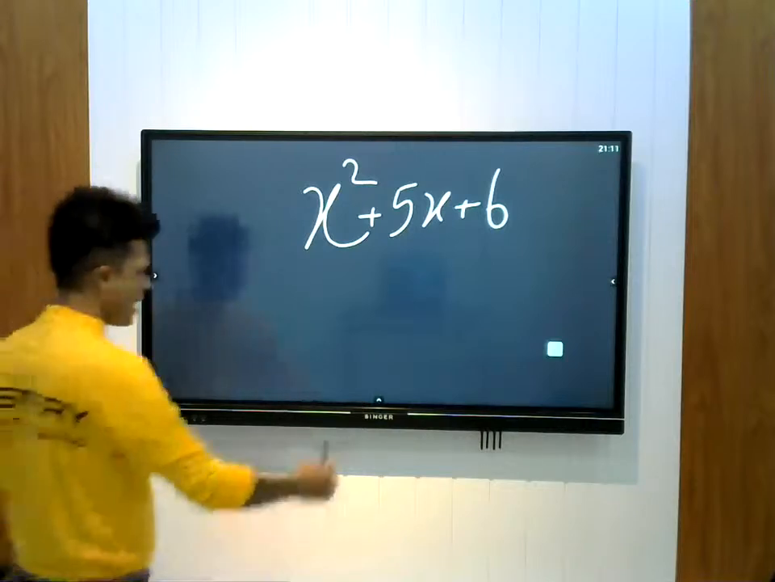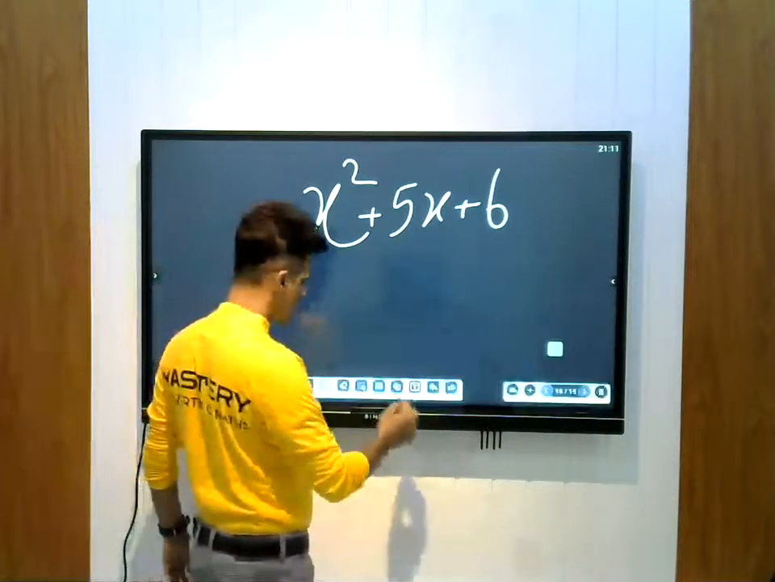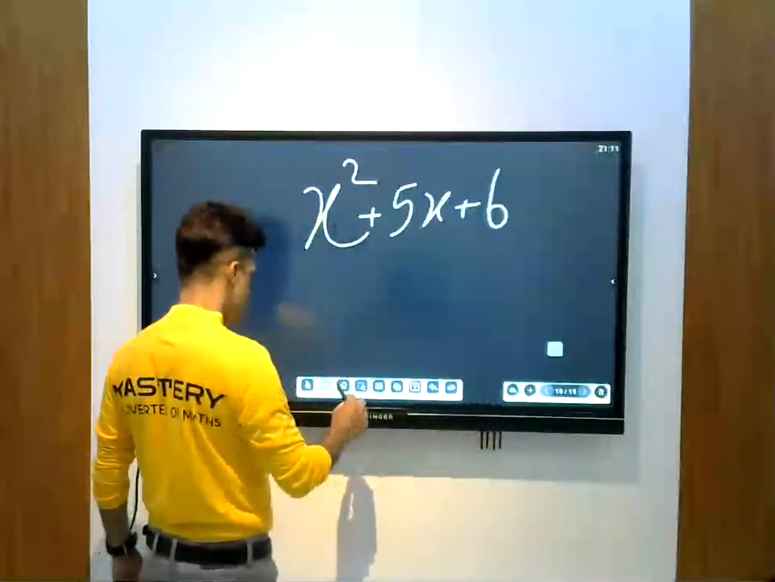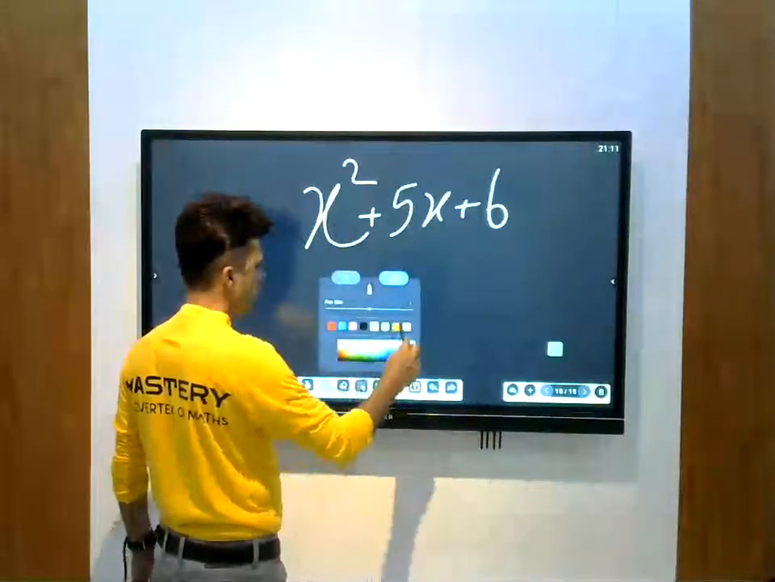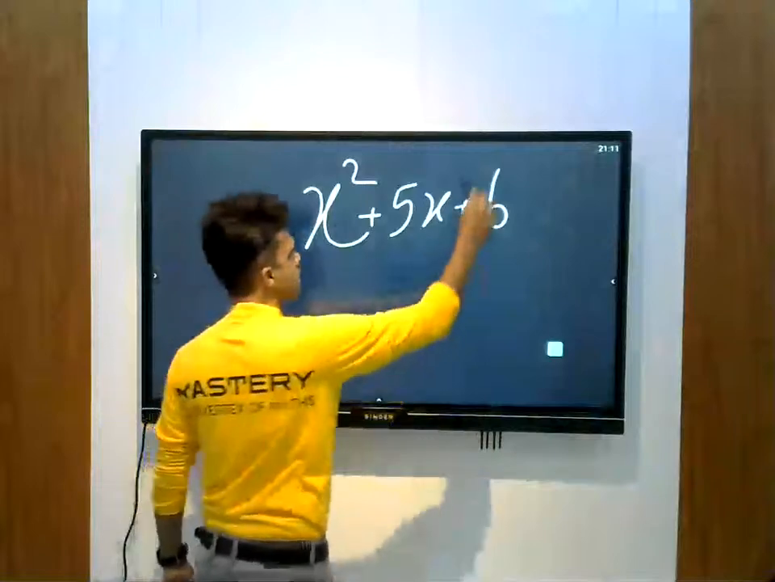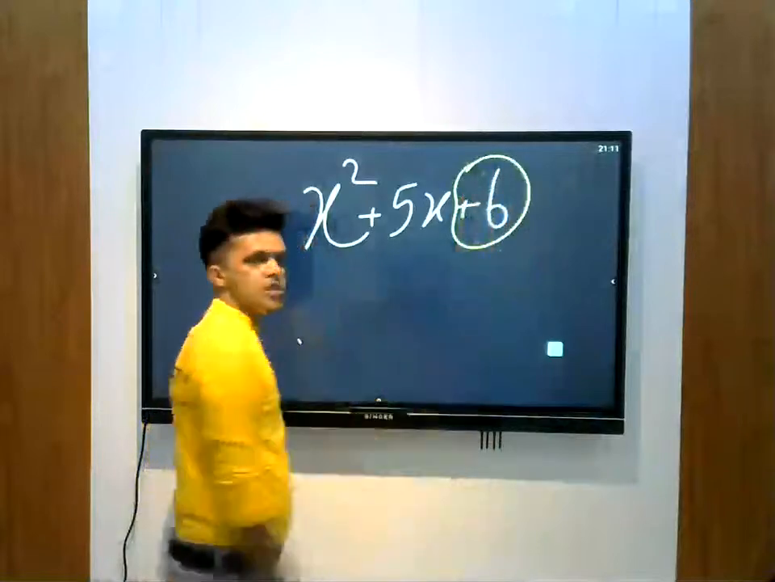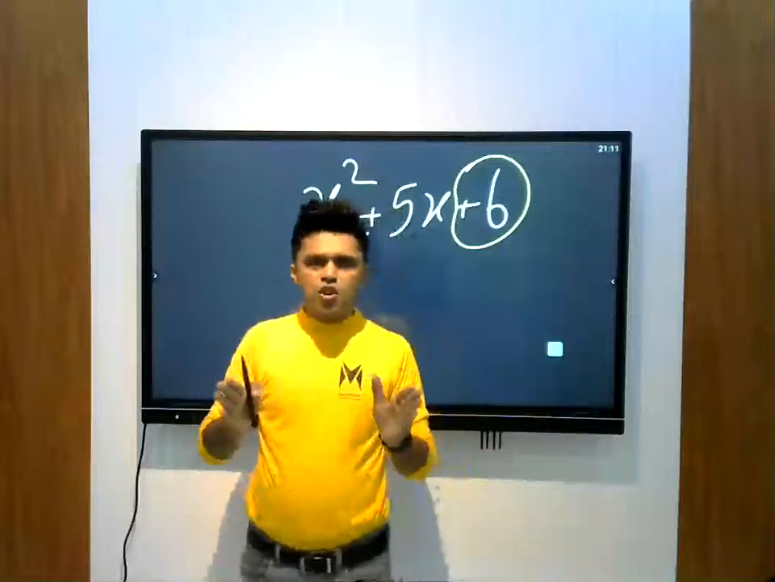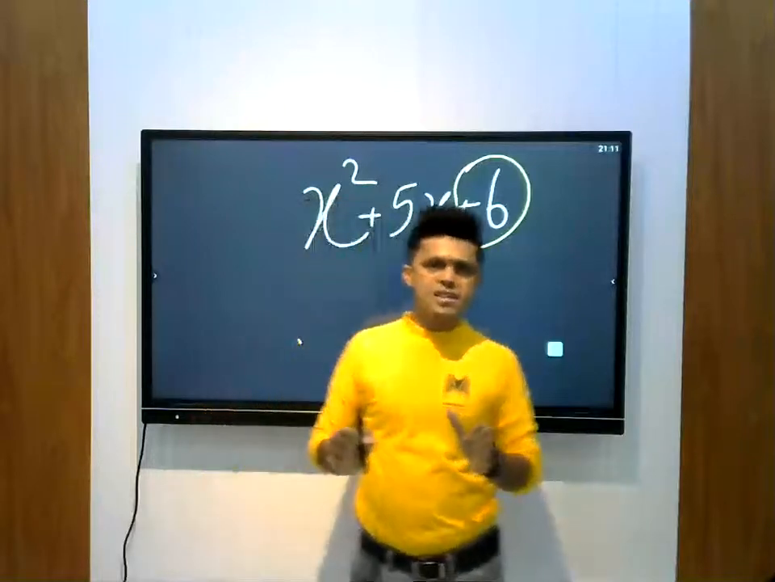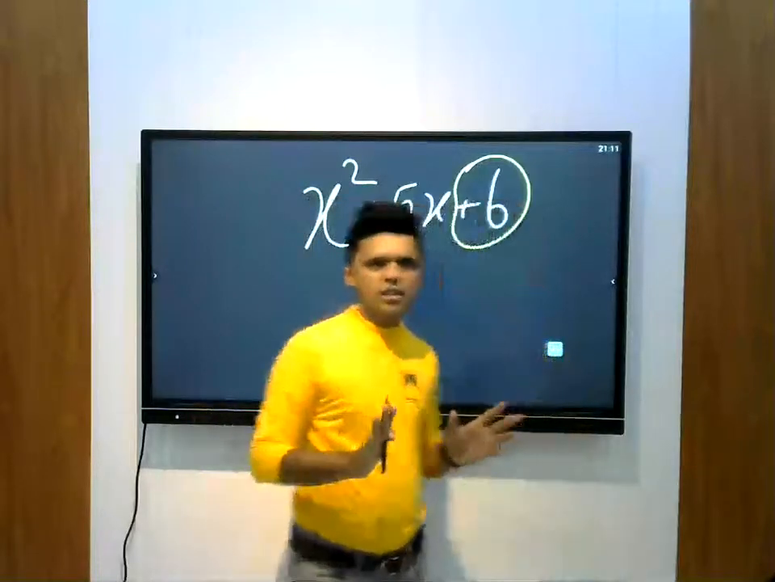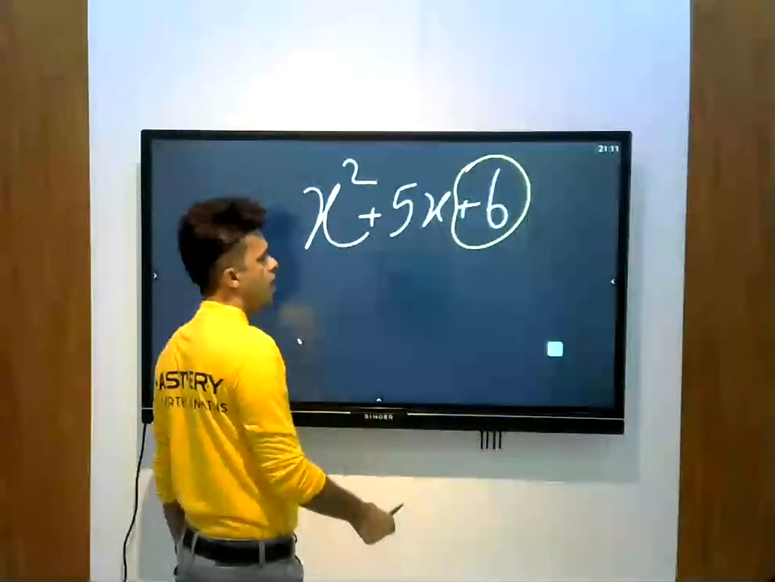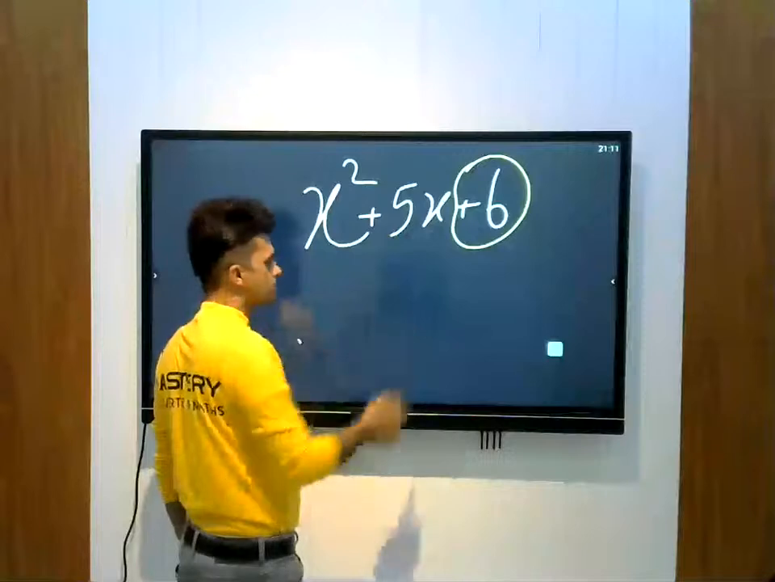You need to select the constant term. What is the constant term? The constant term here is this one. This is the constant term. 6 does not change. The constant term does not change. Which means here, this is the constant term. This is the middle term, or the x term.